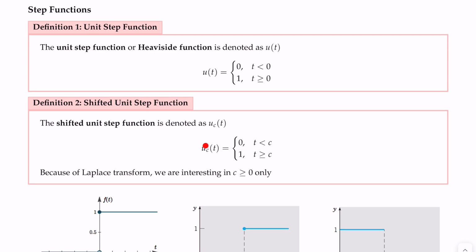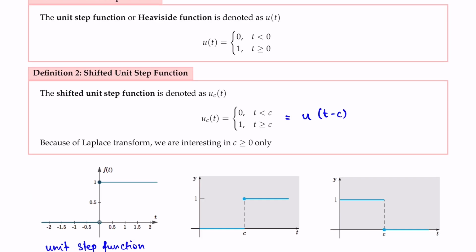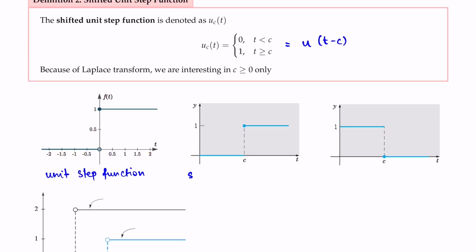Not only that, you have notation of u sub c of t. You can also write this function as u of t minus c. Now, because of the Laplace transform that we are working with, we are just interested in c greater than or equal to 0 only. So that's why you have u of t minus c. The minus c here means that you move to the right by c units. So this is the shifted unit step function.